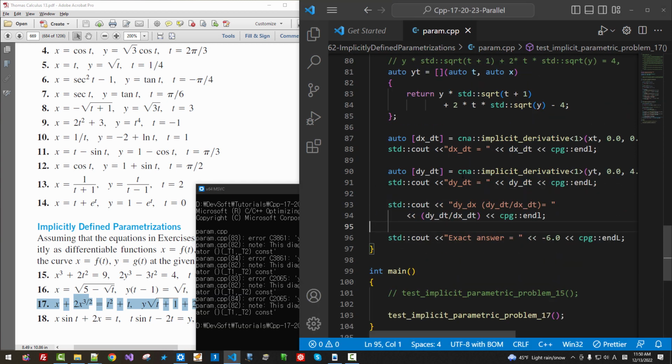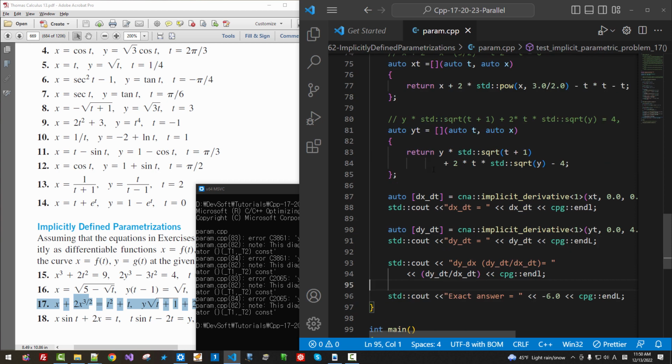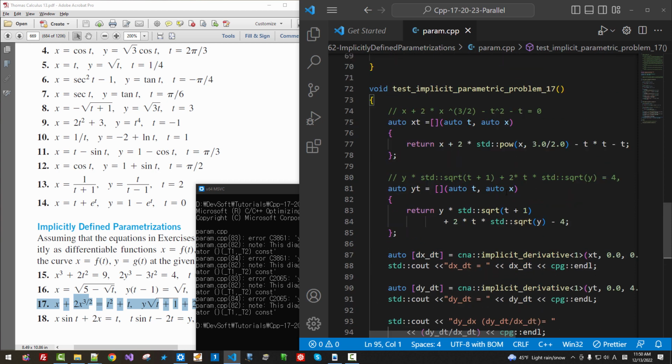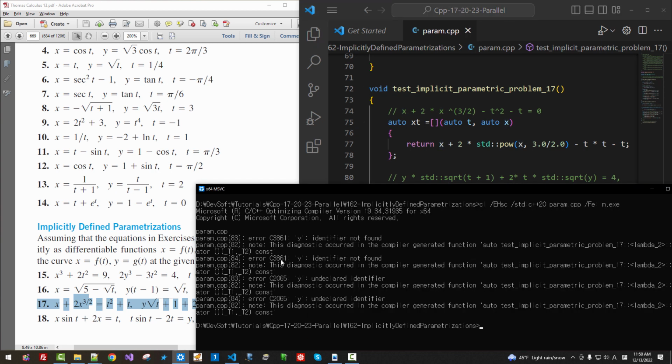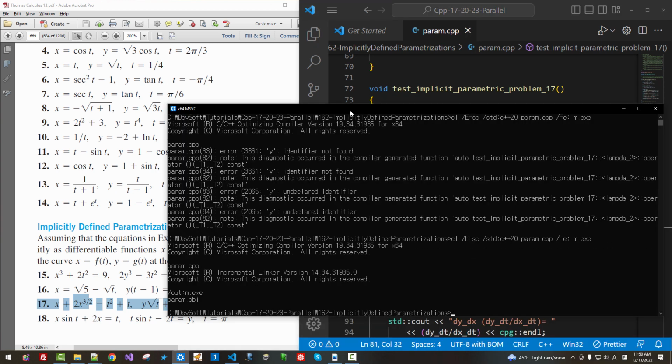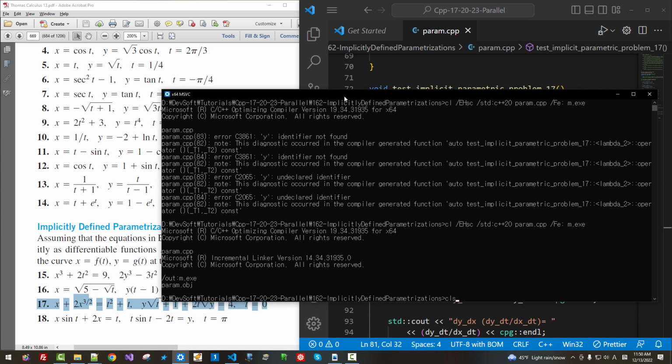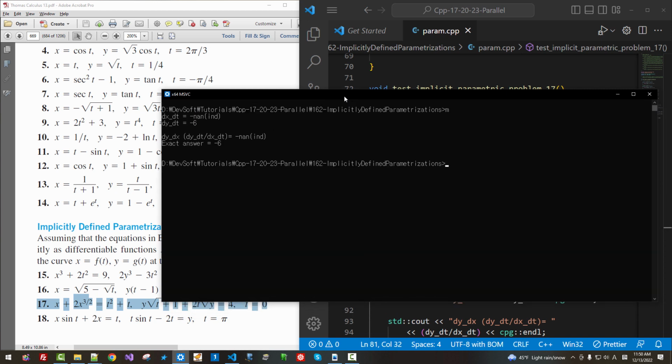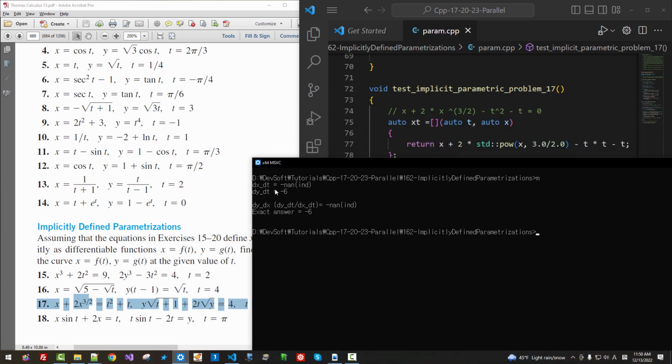It should be y. We build again. It is built successfully. CLS M. Wow. We have dx dt, not a number. So our evaluation failed. How can we handle such a problem?